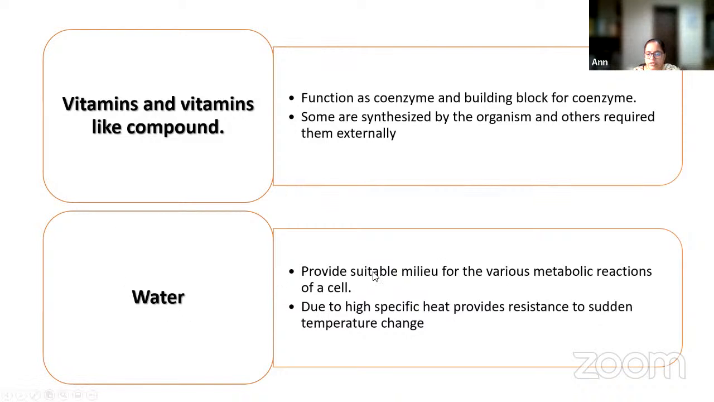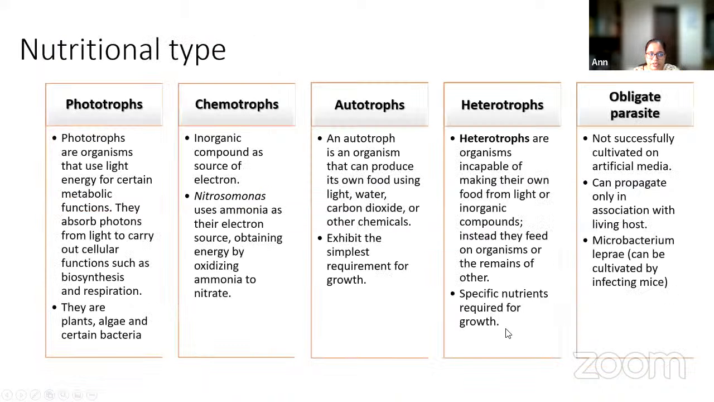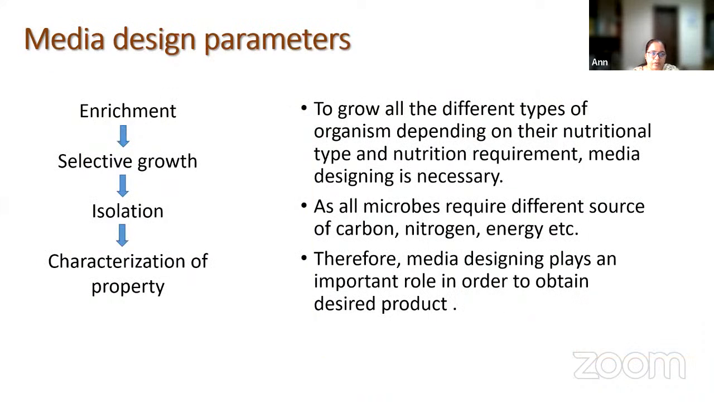And definitely water, because this is the suitable solvent for almost all the metabolic reactions. And due to its specific heat, it also tolerates a little bit of sudden temperature changes. So based on your nutritional requirement, whether you need to isolate an autotroph or a heterotroph or chemotroph or an obligate parasite, you need to pick your media composition in such a manner that you will selectively have these organisms grow. So knowing what you need in the end is also important because that will help you define what you would give the organism as a food material or media for its specific growth.